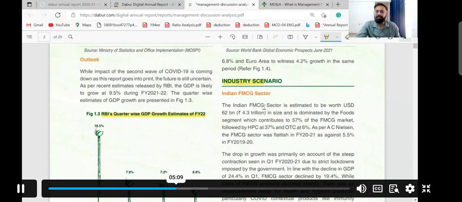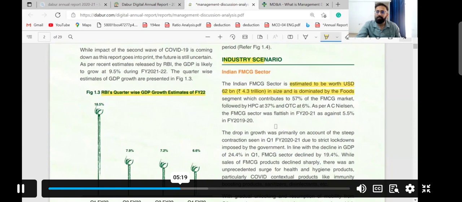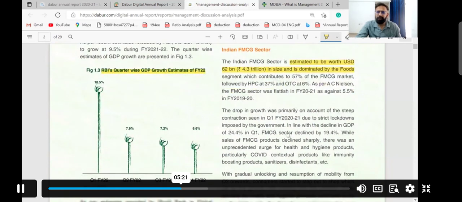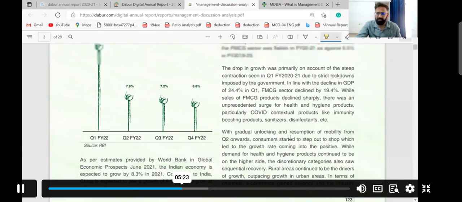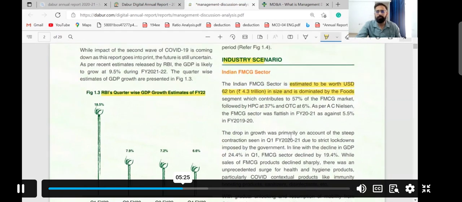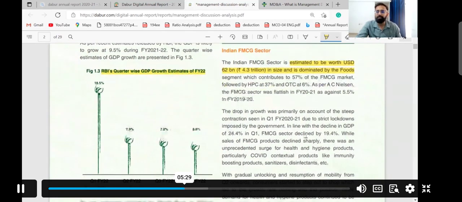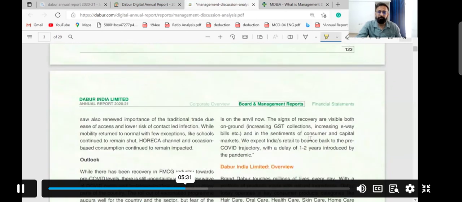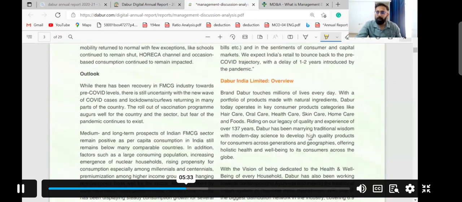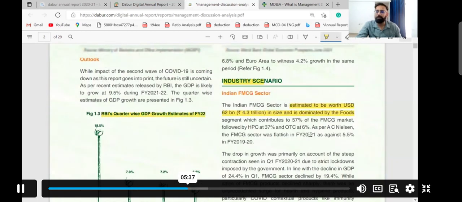The Indian FMCG sector is estimated to be worth USD 62 billion, that is 4.3 trillion in terms of rupees, in size and dominated by foods, right? So you can see here, the Indian FMCG market is so huge now that I don't think if you're investing in the FMCG market, you will be facing losses, right? So here they provide complete information about the sector also. If you want to read about the economy, if you want to read about the sector, you can read this data.